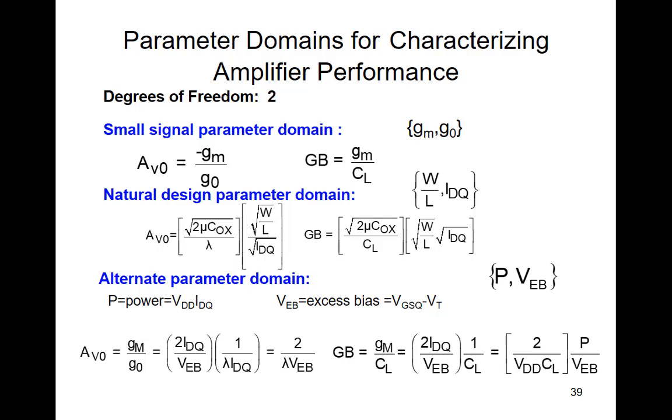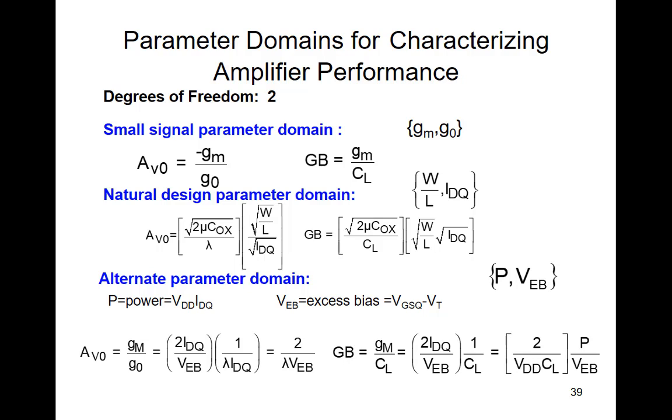The excess bias is VGSQ minus VT. I can go back and calculate the gain now. GM over G out. GM is 2 IDQ over V excess bias. G out is lambda IDQ. IDQs cancel, and this is 2 over lambda V excess bias. And the gain bandwidth product is GM over CL. And the power is equal to the product of IDQ and VDD minus VSS, so I can express the gain bandwidth product in this form.